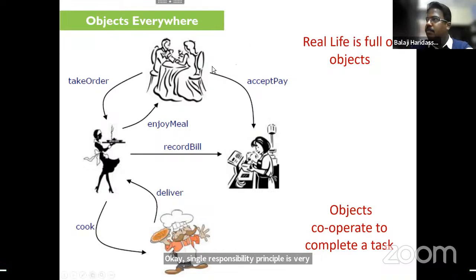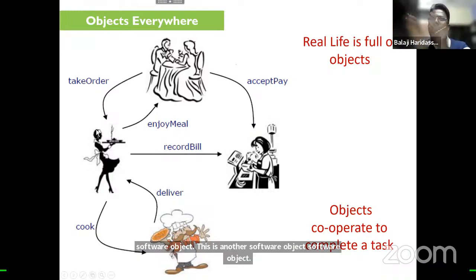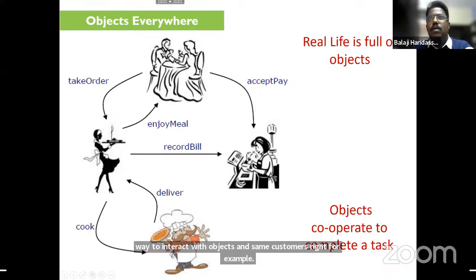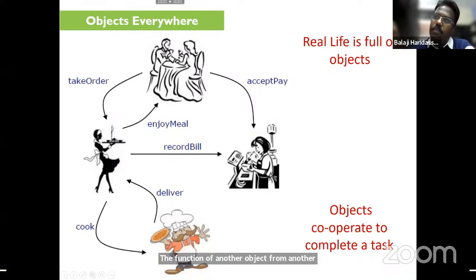So here you can say it's a beautiful sequence of operations between objects. Now you can think of this as one software object, and this as another software object. The way that you interact in real life, you can easily interact with other objects. There is only one way to interact with objects in C++, right? For example, call the function of another object from an object. But there are principles in OOAD which tell you how to code so that this calling becomes easy and your code changes become minimal. How to do that is what the principles of OOAD are about.